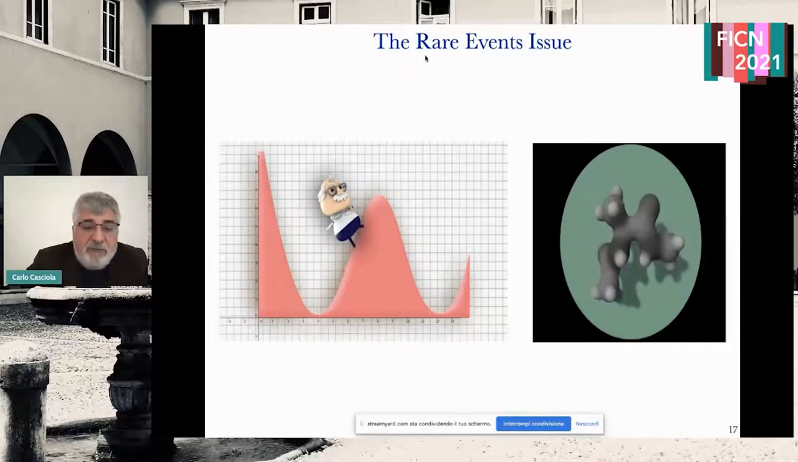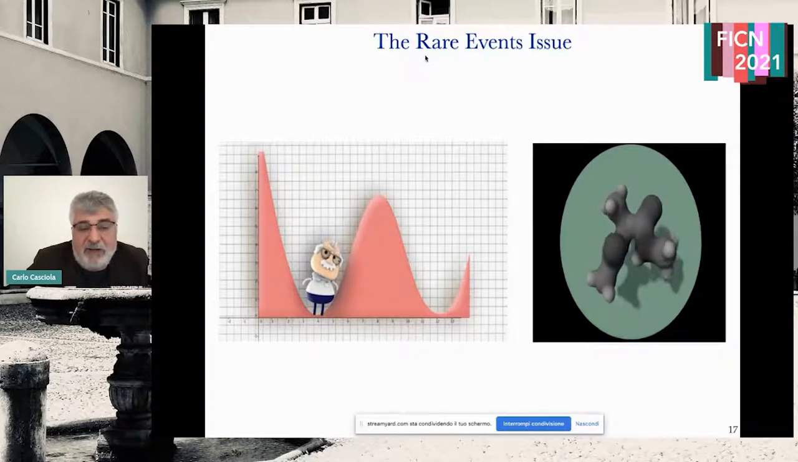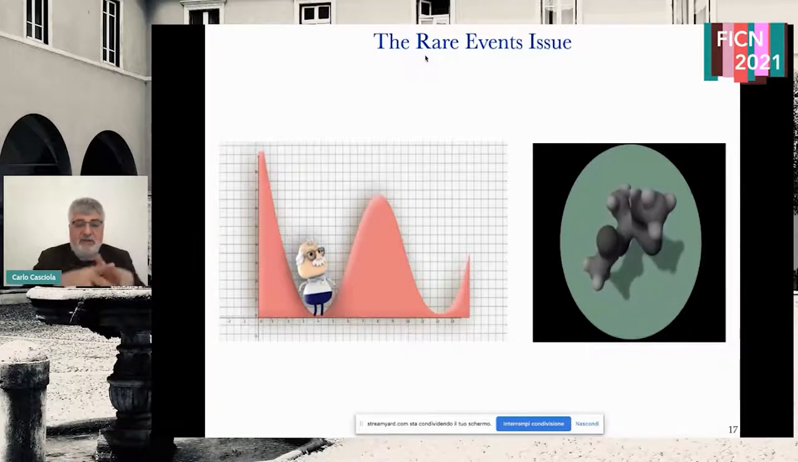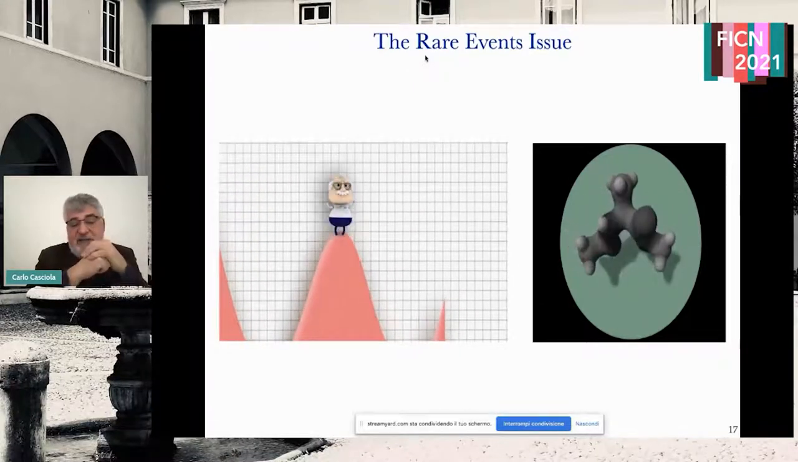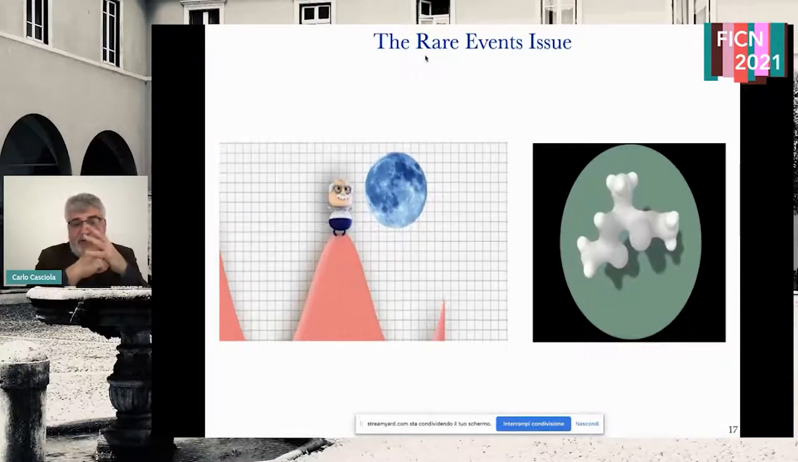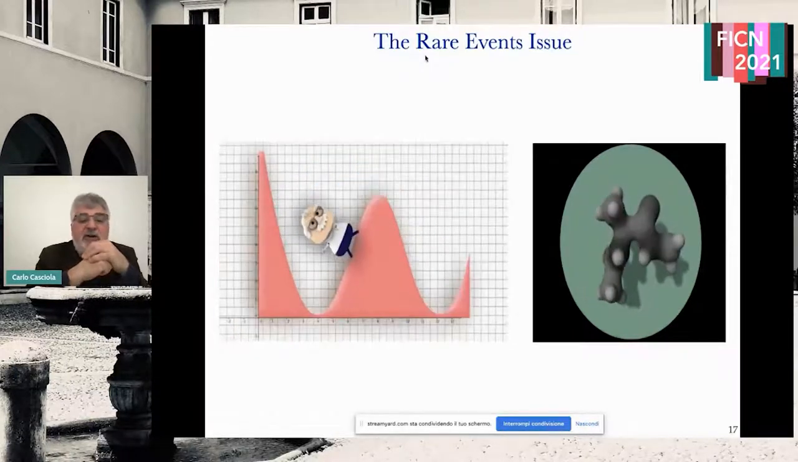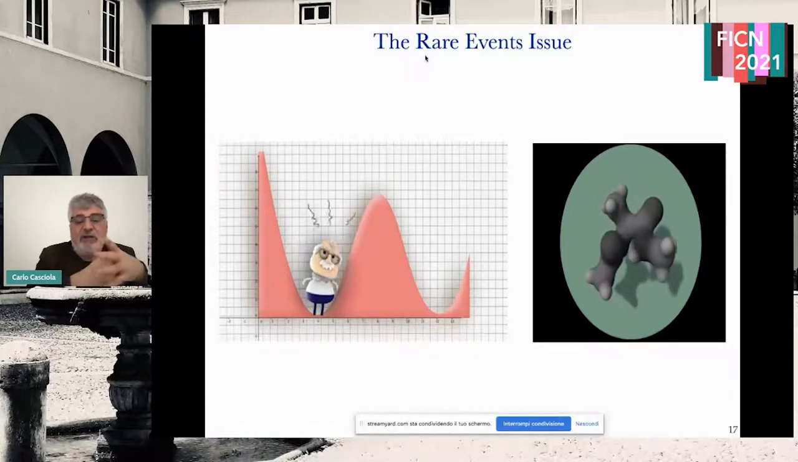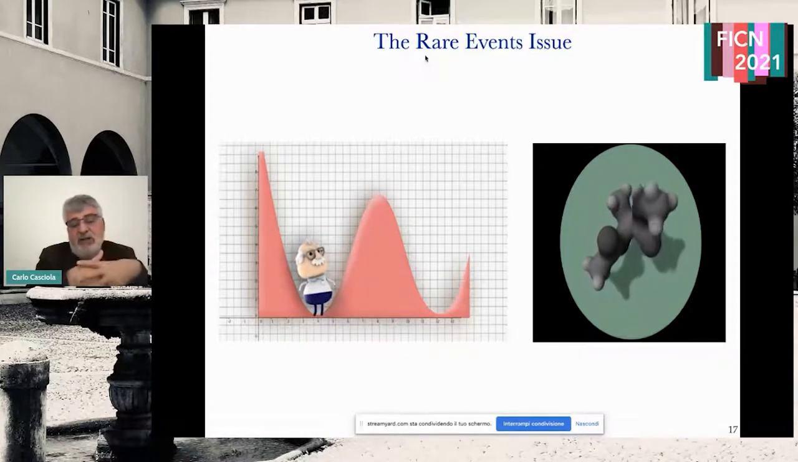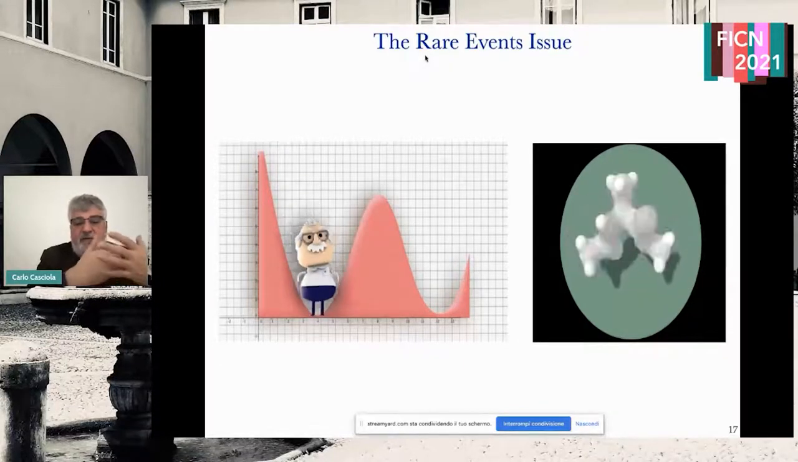You will recognize from here the character, which is a cartoon of Giovanni Ciccotti. This is another slide that was not discussed with him, so he is not aware that I'm using this cartoon. And now, once in a while, very rarely, once in a blue moon, the researcher is able to find an algorithm which is able to bring him on top of the free energy barrier.